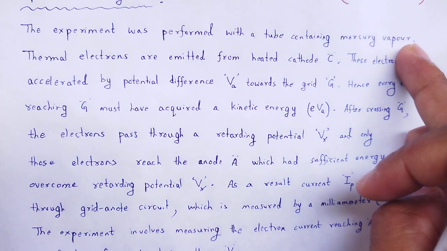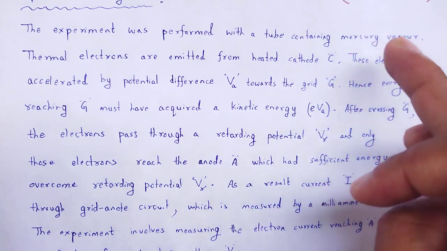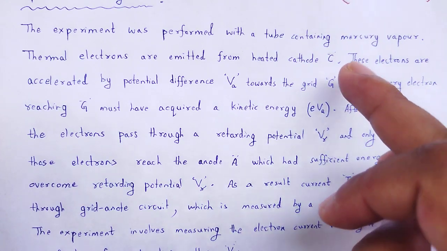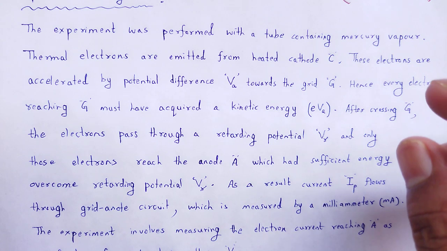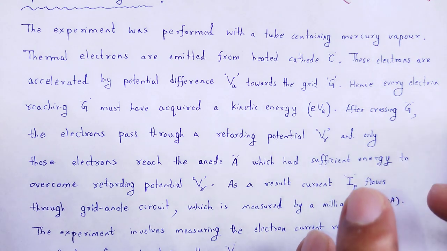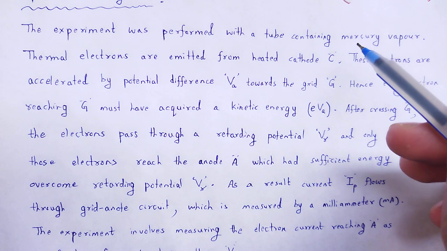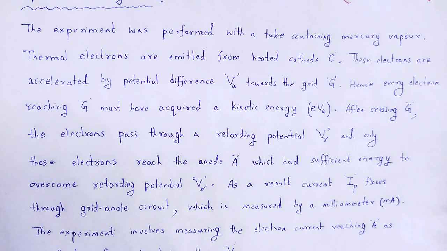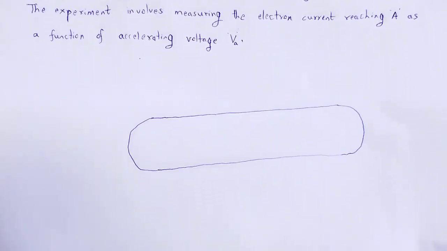Why do we choose mercury vapor? Because in the case of mercury vapor, the atoms of mercury do not collide with each other, meaning there is some separation between the atoms of the mercury vapor. That is a glass tube.